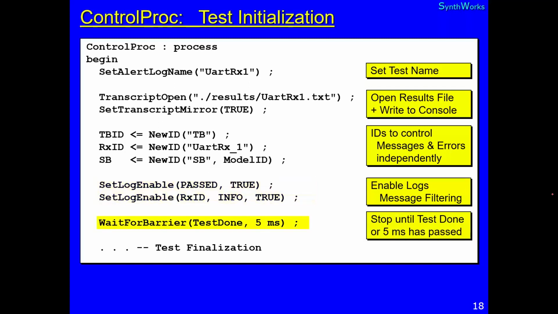And then at the end, we're coming down to the middle of this process now, and we call wait for barrier test done, and we say 5 milliseconds, and the 5 milliseconds here is a timeout. So we're saying, hey, now let the rest of the test run, and wait until it's done.